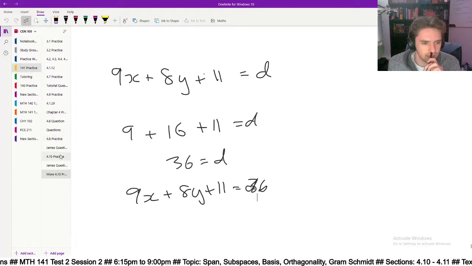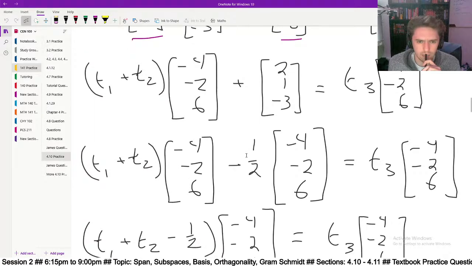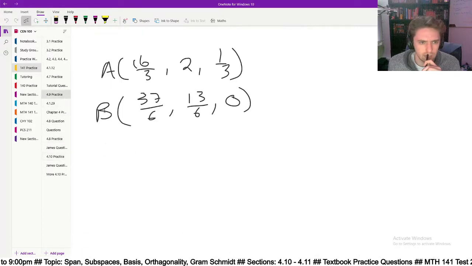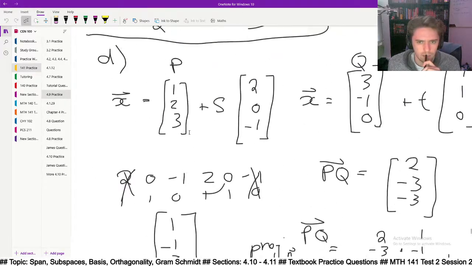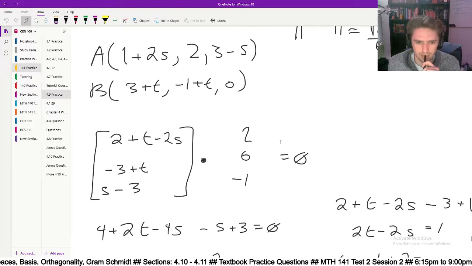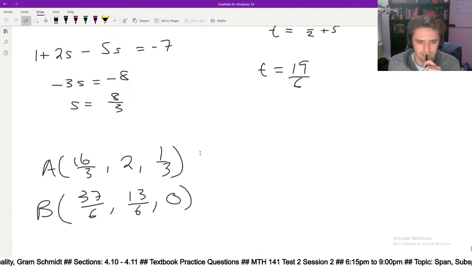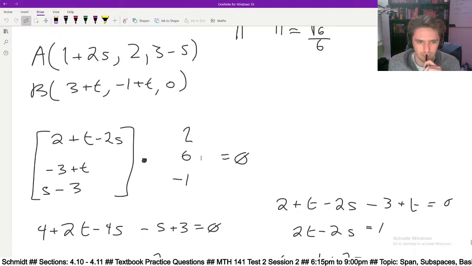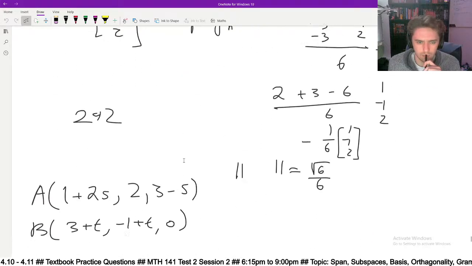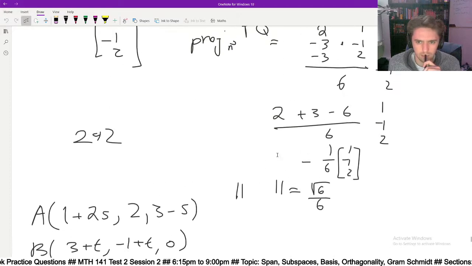141 practice. This was 4.10. Yeah, I did the cross product of the direction vectors. Oh no, this was something else. 4.9. Well, here's me doing it. Oh, I do some sort of projection. Okay, hold on. But then I do this stuff too. So here's me doing this. I found the points. I found S and T. Let me just look at this for a second. 1 plus 2S. So I did the same thing. I found S and T.